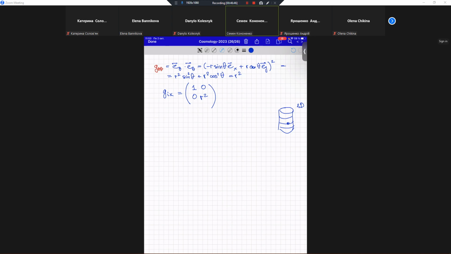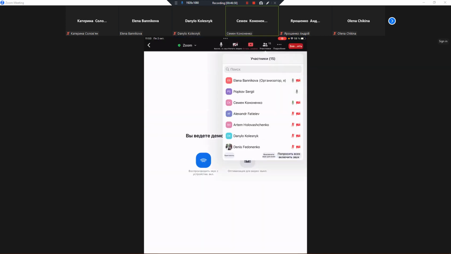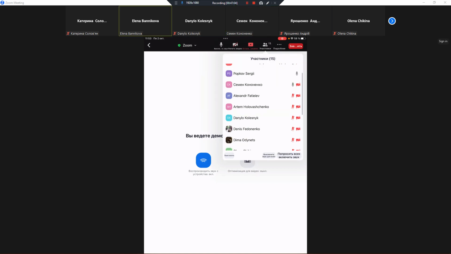Well, I think that it's a curved surface. However, maybe if we are in a cylindrical system of coordinates, we can suggest that it is a flat surface. That's kind of. Okay, somebody else.